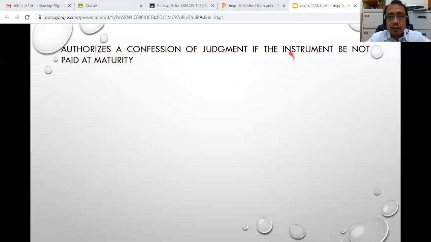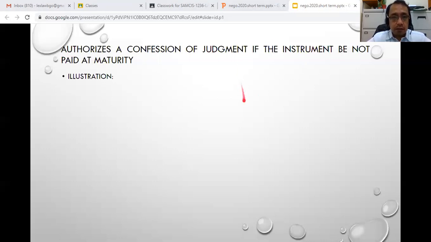Therefore, this confession to a judgment, if the instrument will not be paid on maturity, shall be viewed from that angle, that it is just a cognovit actionem. It does not apply to confession in a criminal case because it would violate our constitutional prohibition that every person is presumed innocent unless his guilt has been proven beyond reasonable doubt.